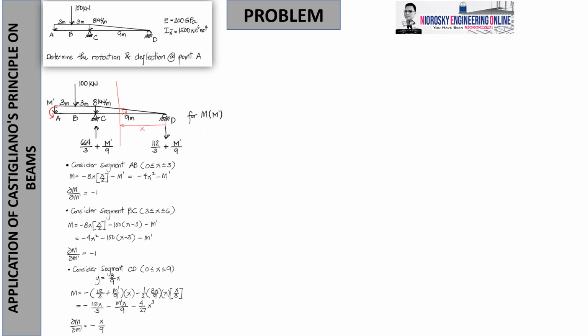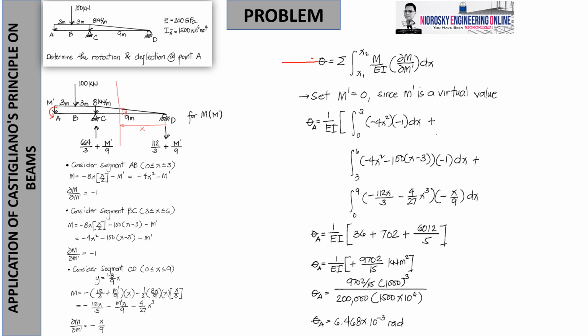So this time, using these equations, the m and the partial derivative of m with respect to m prime compilations. So again, doing the same. So for the rotation, and then don't forget again to set m prime to 0. But the main reason, since m prime is a virtual value again, m prime is not really existing to the system. So therefore, you will get 36 plus 702 plus 6012 over 5, meaning the assumption is correct na nag-positive, meaning tama yung assumption natin na bababa nga yung deflection. Kasi ititipol siya pababa nung moment na counterclockwise. So therefore, this positive 9702 over 15 displays the same answer using virtual work method.